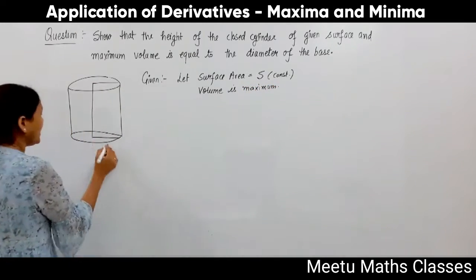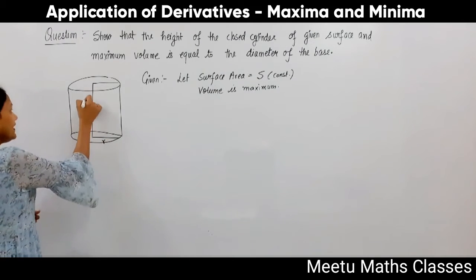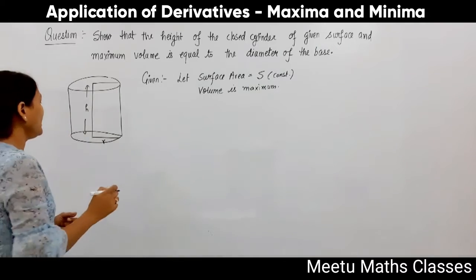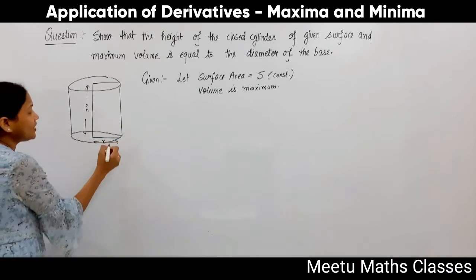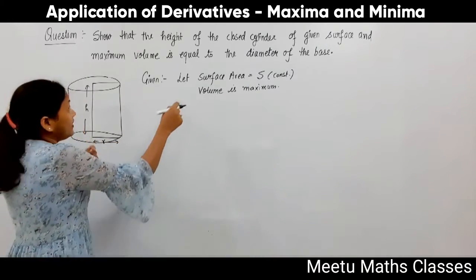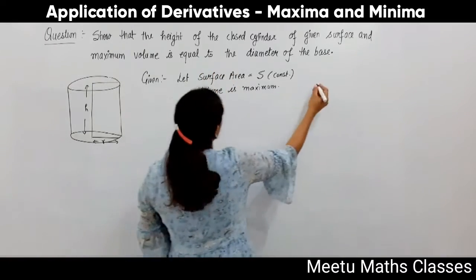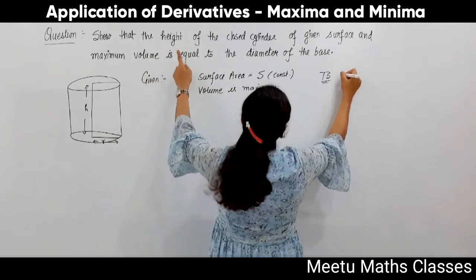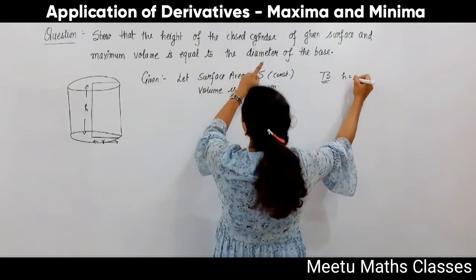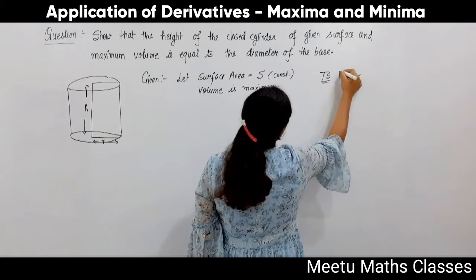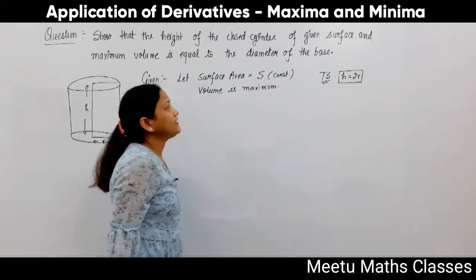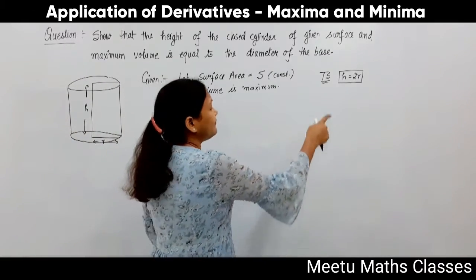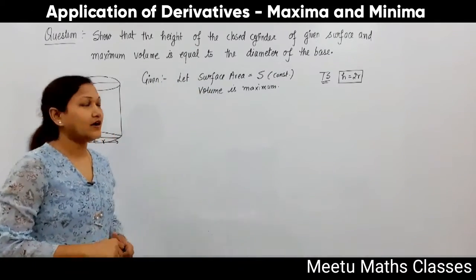Now let r be the radius of the cylinder and h be the height of the cylinder. The two things we can take as the dimensions. Now we are supposed to show that your volume is maximum when the height of the cylinder is equal to the diameter of the base. So we are supposed to show that the height is equal to 2r. The volume is maximum when height will be equal to 2r.